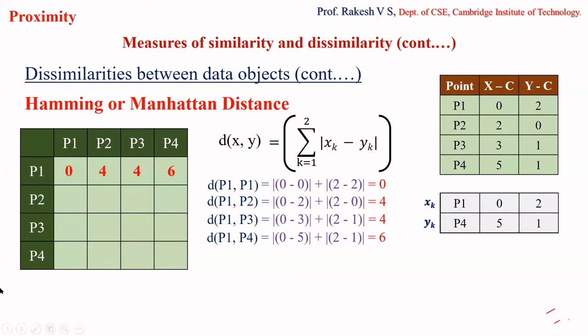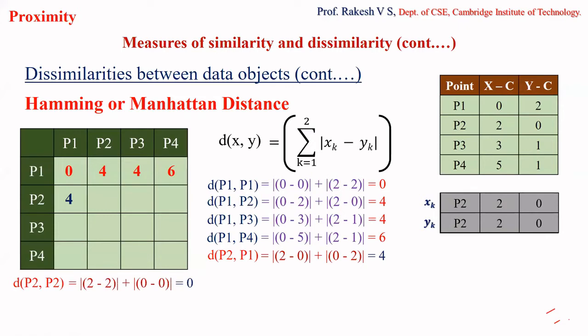Similarly, I'm going to find the distance between P2 and P1. P2 value becomes my xk and P1 value becomes my yk. P2 is 2, 0 and P1 is 0, 2. So here the value will be 2 minus 0 plus 0 minus 2, which is again equal to 4. Next I will find the value between P2 and P2. In this case, xk is 2, 0 and yk is also 2, 0, so the distance becomes 2 minus 2 plus 0 minus 0, which equals 0.